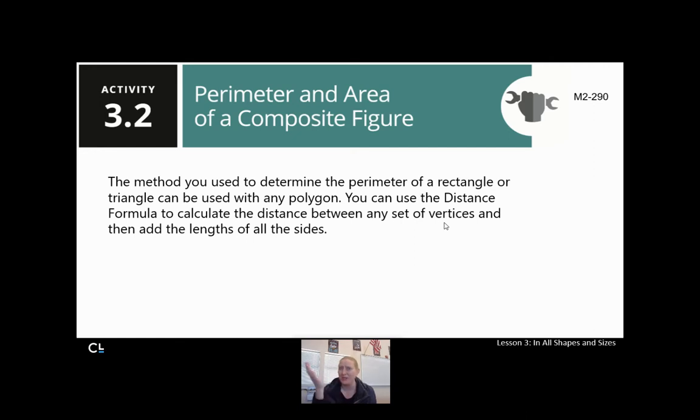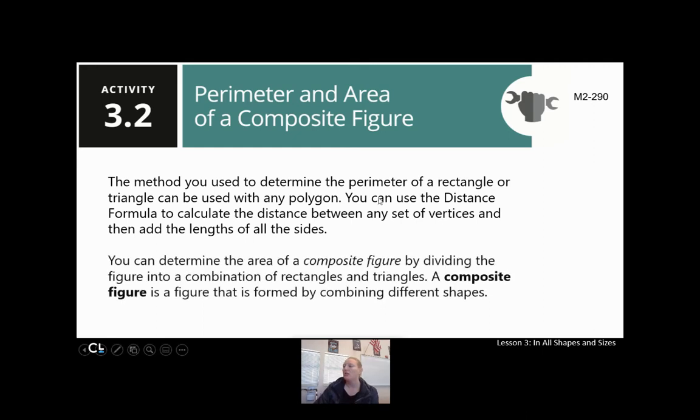And it doesn't matter what kind of a figure you're dealing with. Use the distance formula and add all the sides. So this means you can determine the area of what we call a composite figure by dividing the figure into a combination of rectangles and triangles. So if you have some weirdly shaped figure, so what? You know how to find the area of a rectangle. You know how to find the area of a triangle. So slice up your figure into pieces that you know, and then it's really easy to find the area.